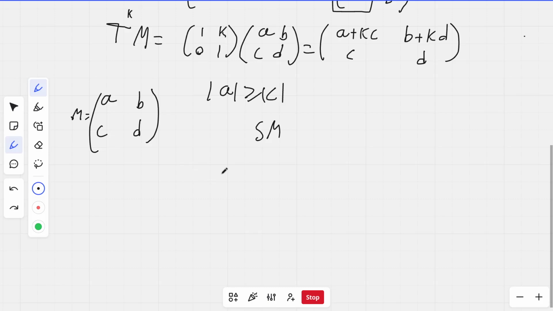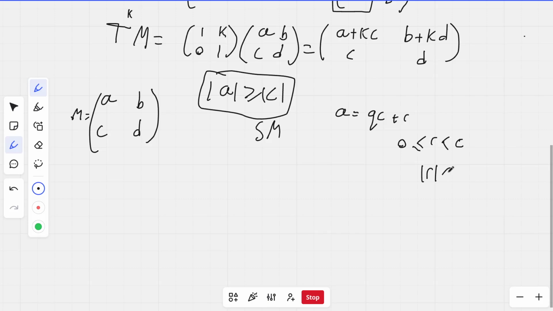So using the division algorithm, because this is true and A, B, and C are integers, we can say that A is equal to Q times C plus a remainder R, where the remainder is greater than or equal to 0 but less than C. Or you could also say the magnitude of R is less than the magnitude of C. Okay, and so this means that R equals A minus QC.